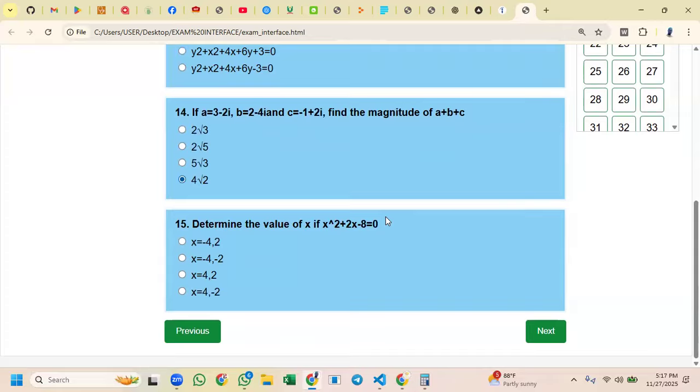Determine the value of x if x squared plus 2x minus 8 is equal to 0. What will be the value of x? Let me give you a small time.